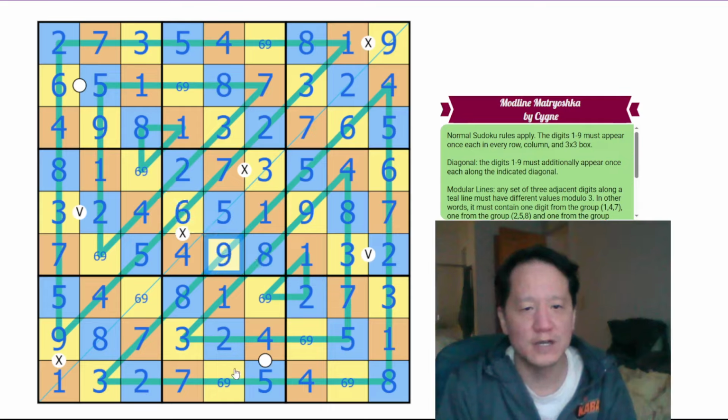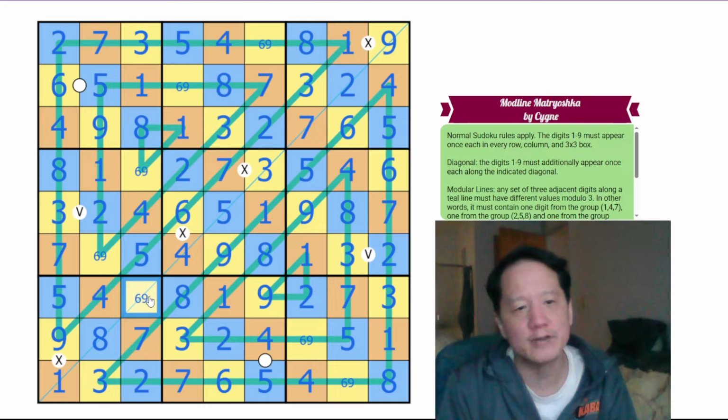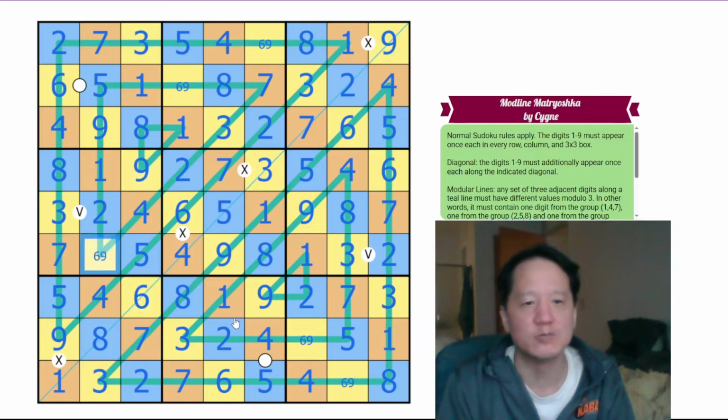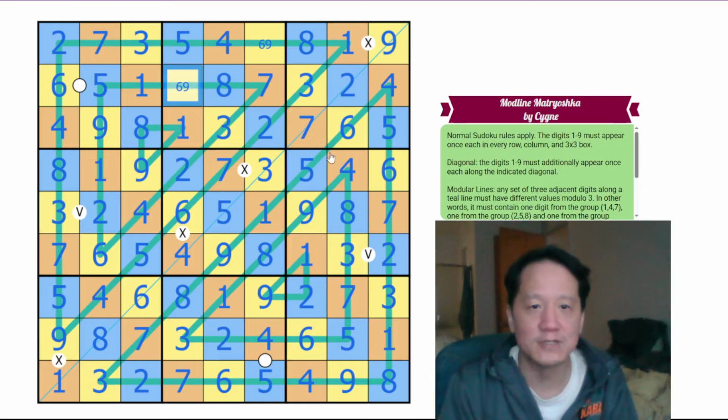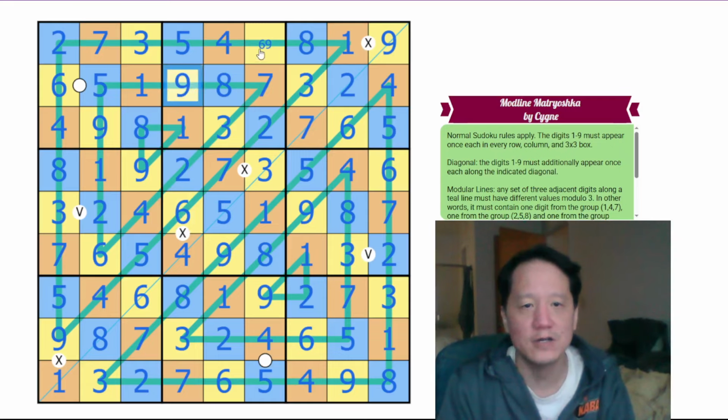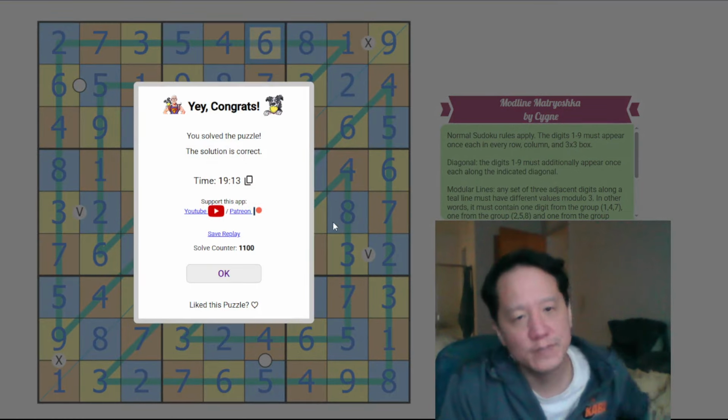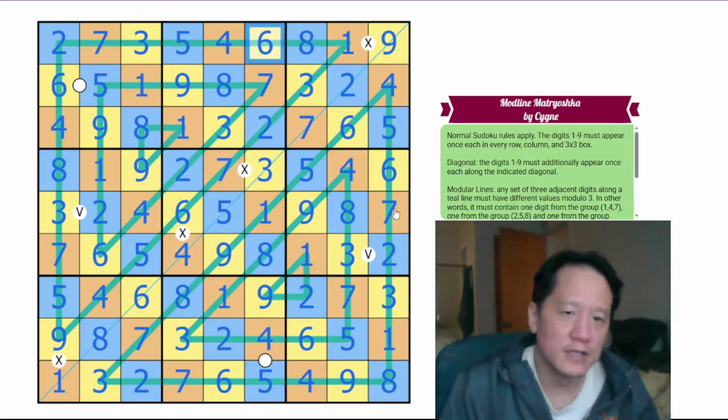Which makes this 9, which makes this 6, which makes that 9, which makes that 6, which makes that 9, which makes that 6. And this 9 eliminates 9 here, so that's 6 and 9. Now I missed that one. So 6 eliminates 6 here, so we have 9 and 6. And that's a solution.